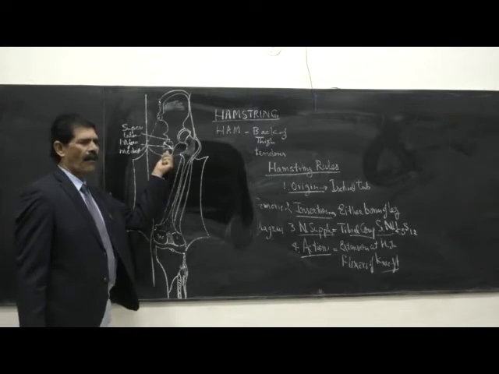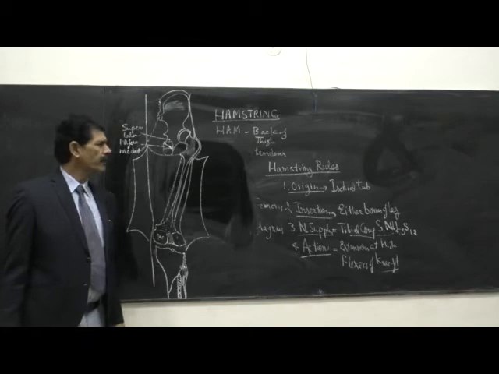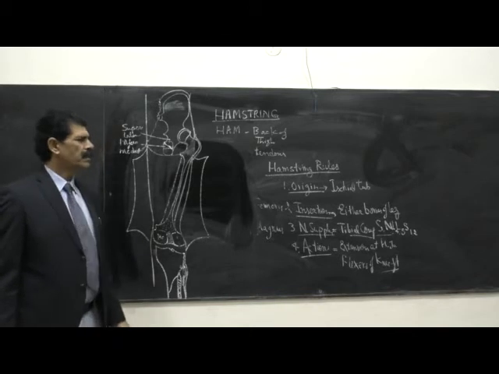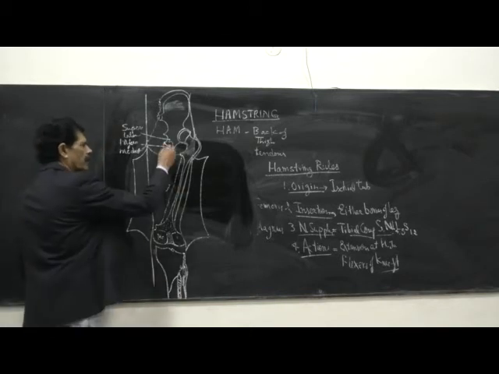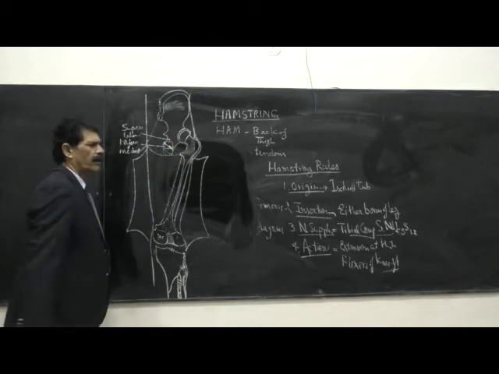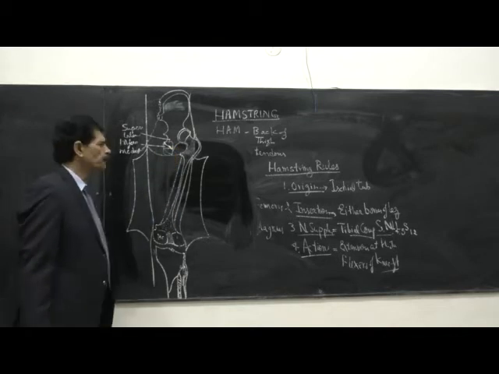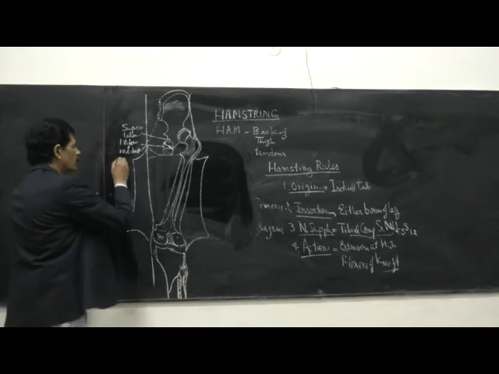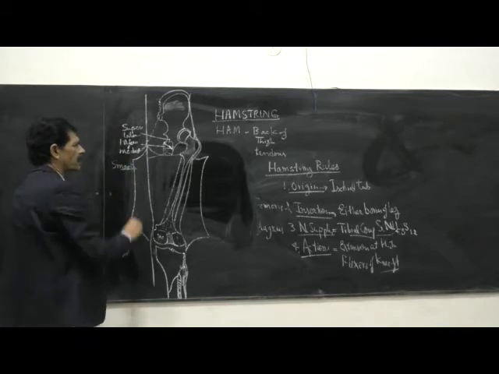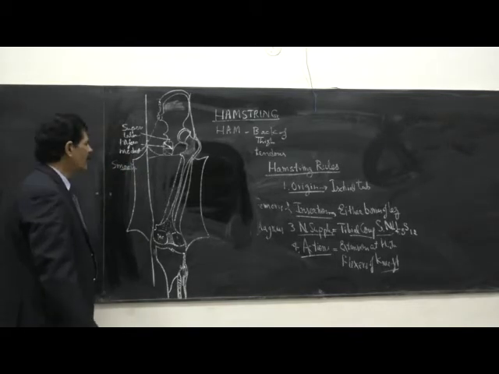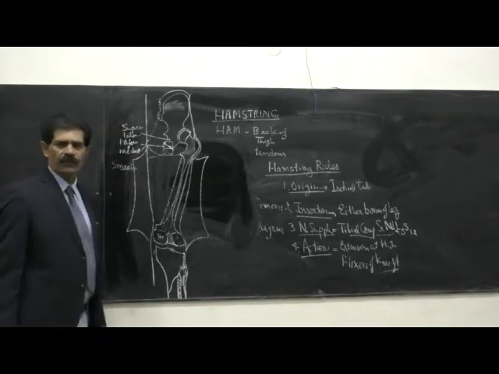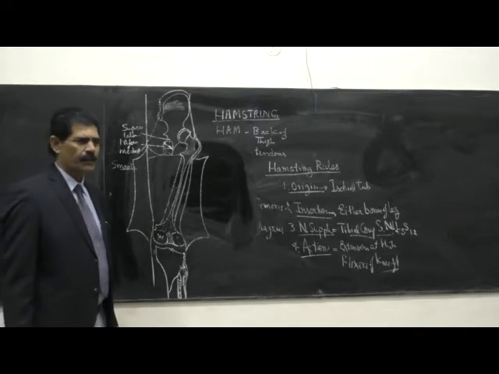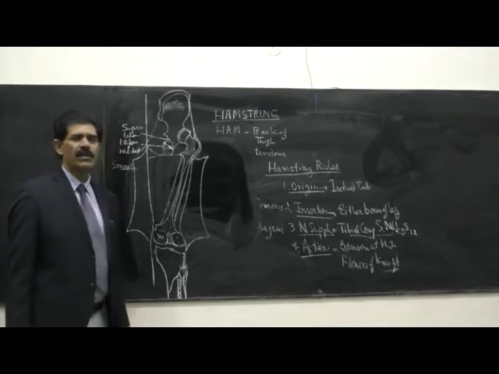lower part of the ischial tuberosity is divided again by an oblique line into a medial and a lateral area. The medial area is smooth because this is touching the surface in sitting position, while the lateral area is rough. So that is how we describe what is the ischial tuberosity.